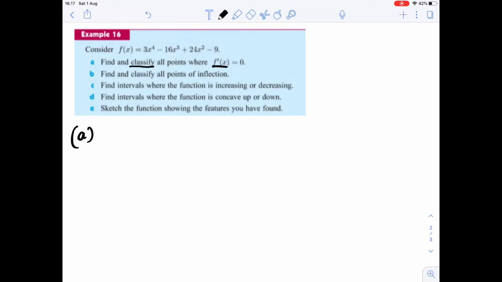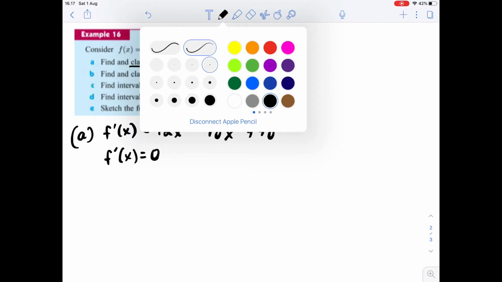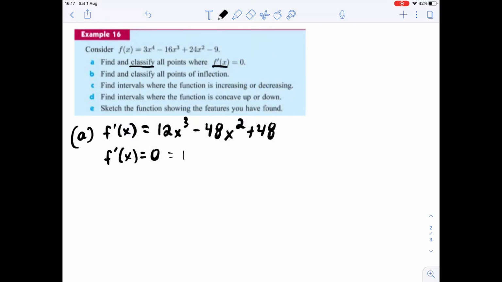Okay, so we need to find the first derivative. And the first derivative is 12x to the third minus 48x to the second plus 48, and the derivative of just a constant is always going to be 0. And then we want to set this equal to 0.